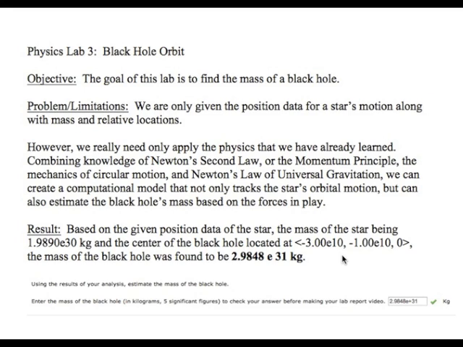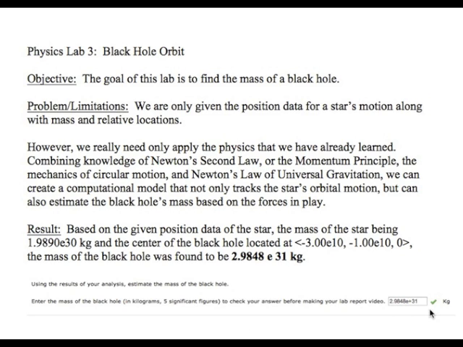The result? Based on the given position data of the star, the mass of the star being 1.9890 times 10 to the 30 kilograms, and the center of the black hole located at this given position, the mass of the black hole was found to be approximately 2.9848 times 10 to the 31 kilograms, and this was deemed accurate as per WebAssign.